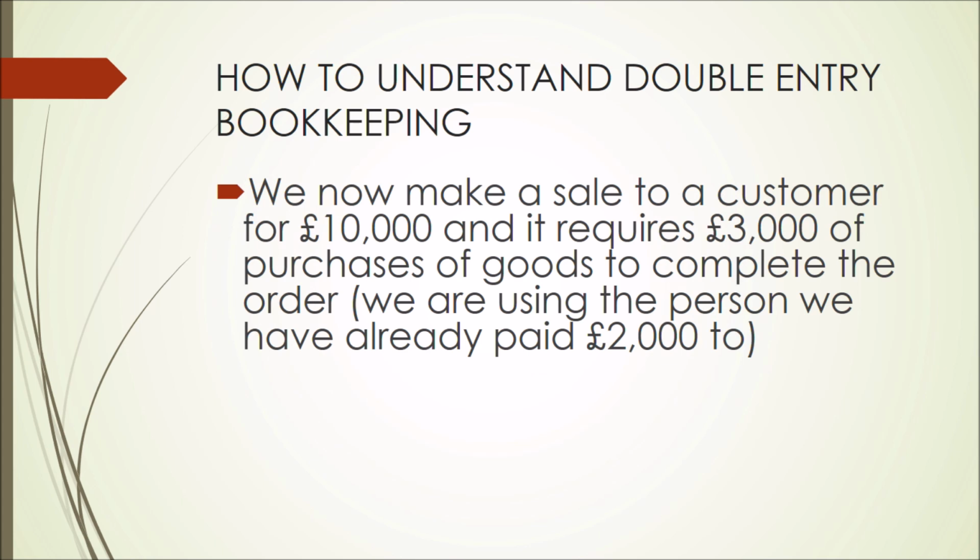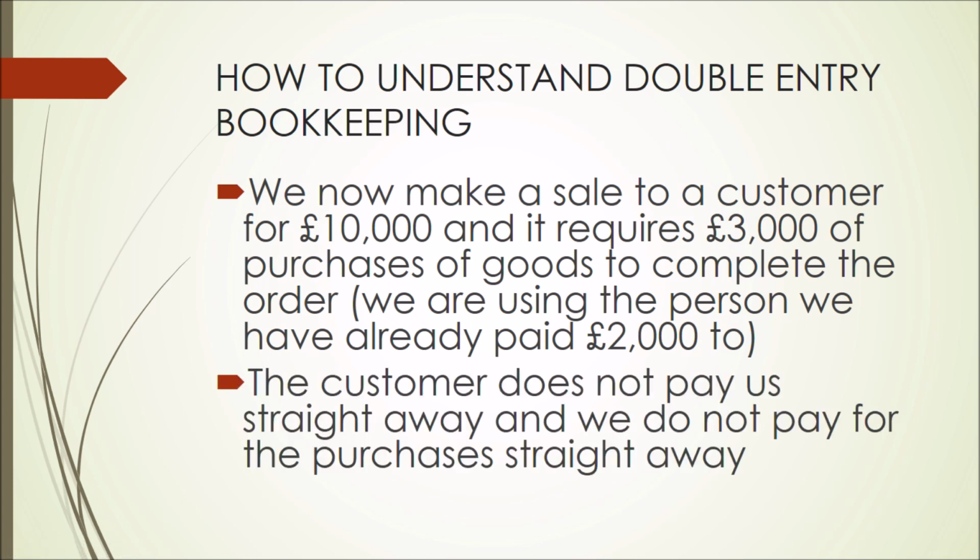Okay. Now let's see what happens if we make a sale. So we're going to make a sale to a customer for £10,000. It requires us to go and spend £3,000 on purchase of goods, so something called purchases, to complete the order. And we're going to use this person that we paid £2,000 to. So we've actually made a profit here, haven't we? We sold something for £10,000. It cost us £3,000 worth of purchase of goods, and we got £2,000 worth of labour. So we've got a profit of £5,000 here.